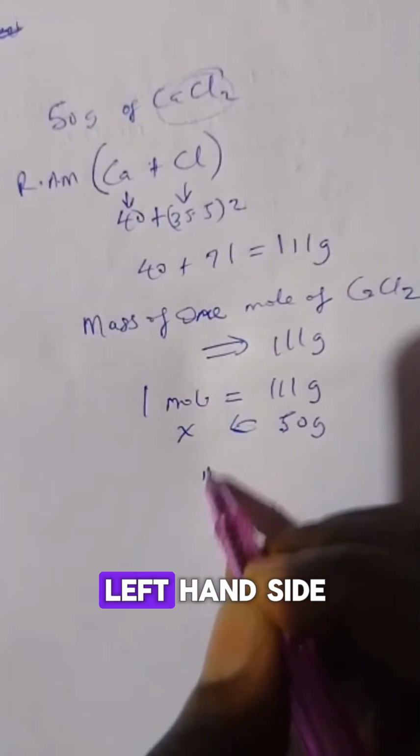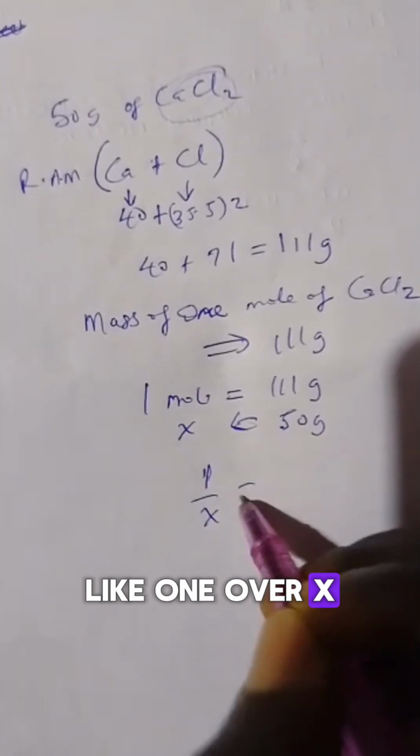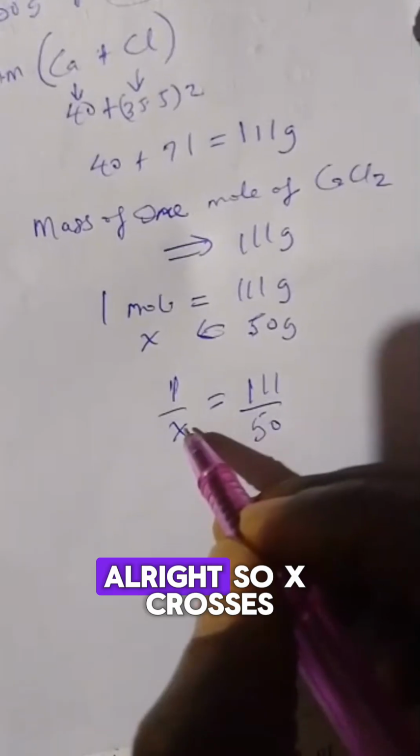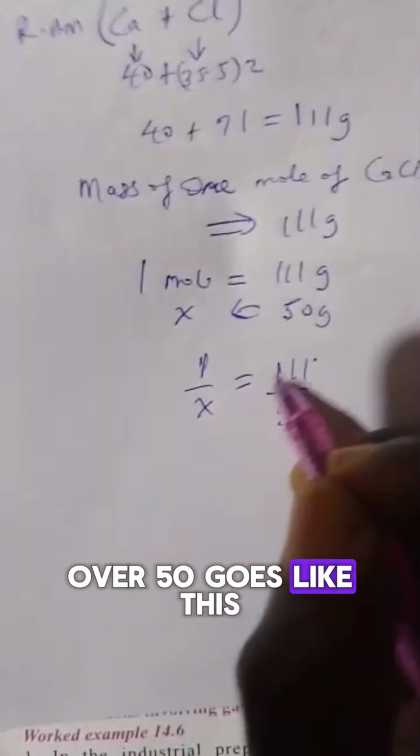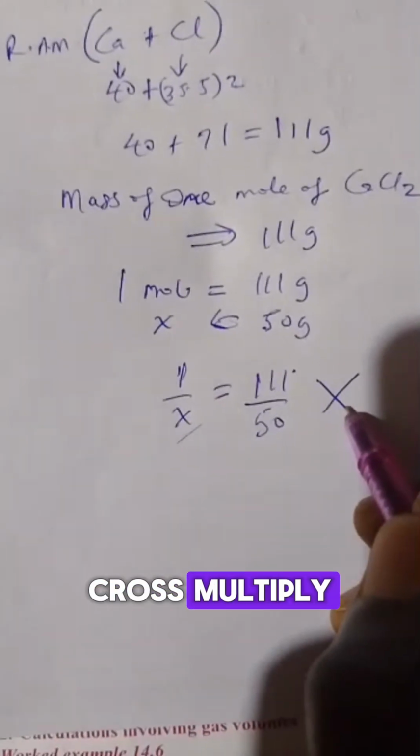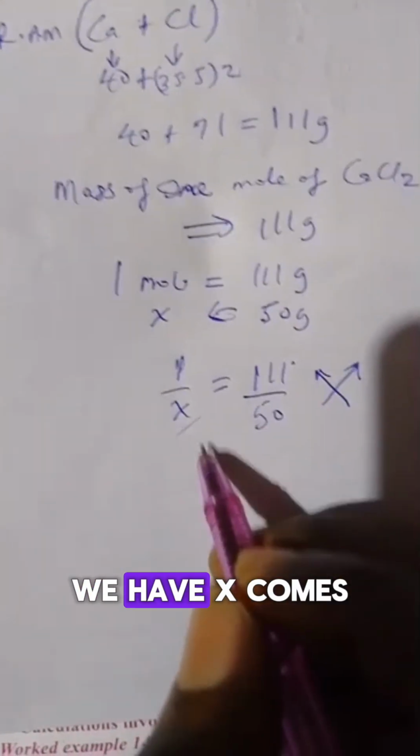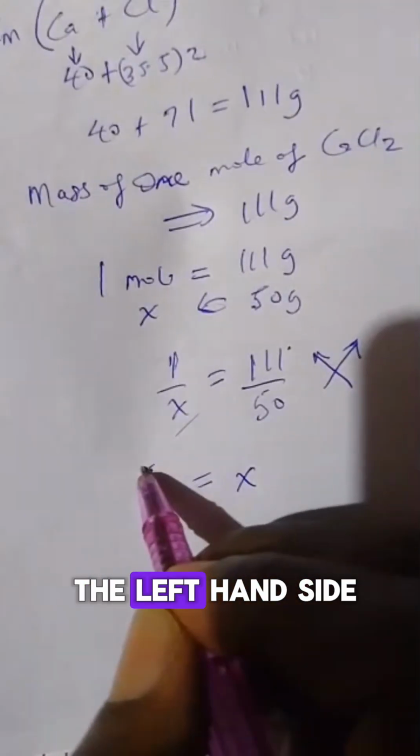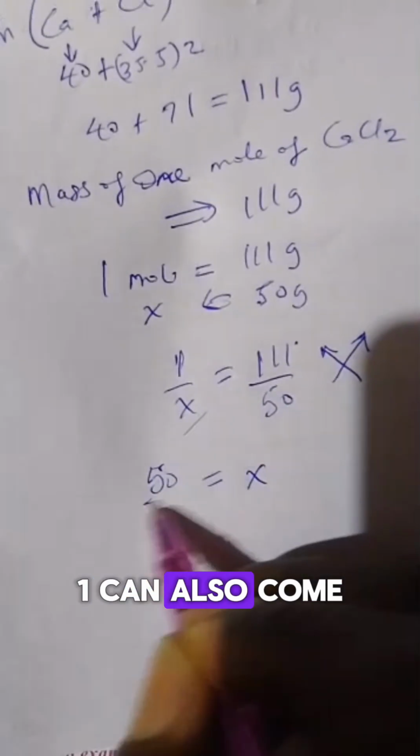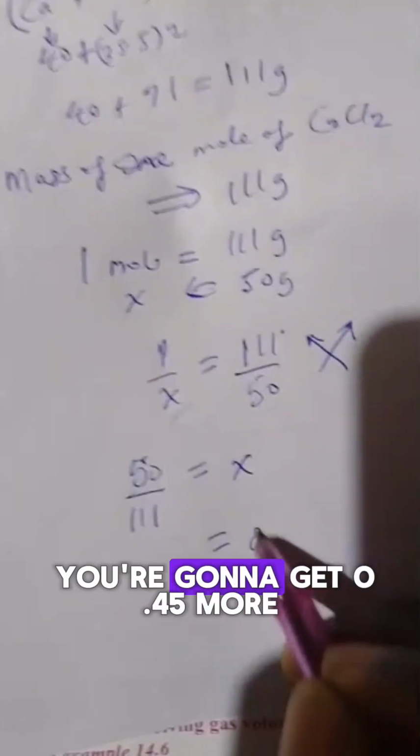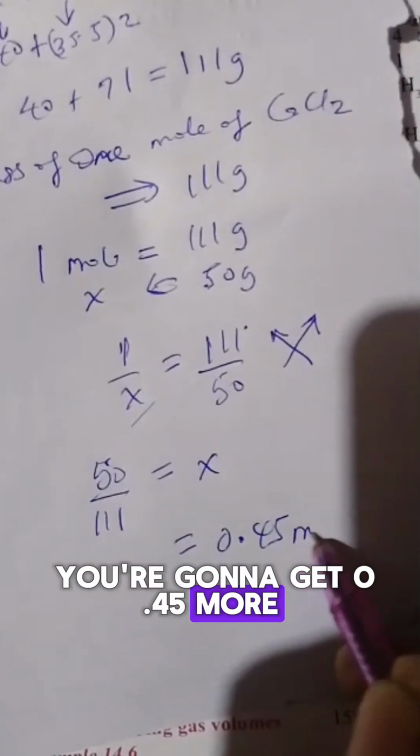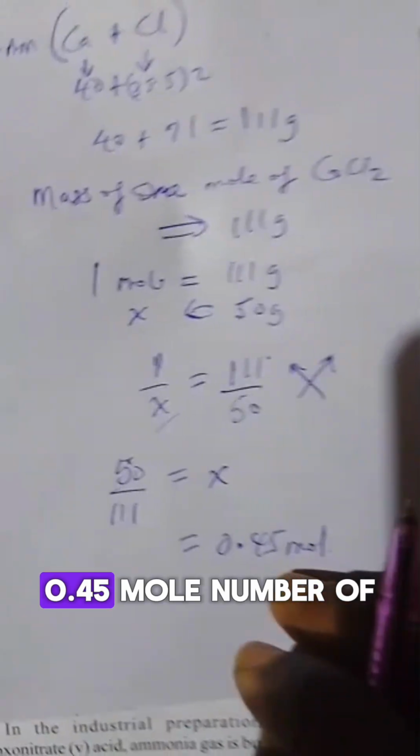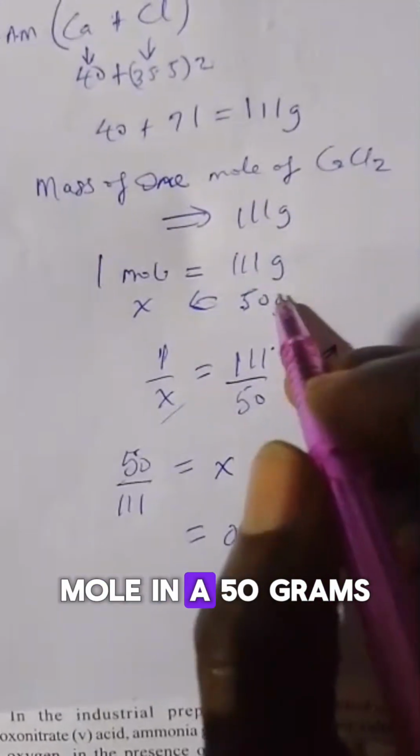Look at the left hand side, 1 over X, equals the right hand side, 111 grams over 50. All right, so we can cross multiply. X comes to the right hand side, then 50 crosses to the left hand side, and then 1 can also come down here. If you punch that in, you're going to get 0.45 mole. So that's the number of moles in 50 grams.